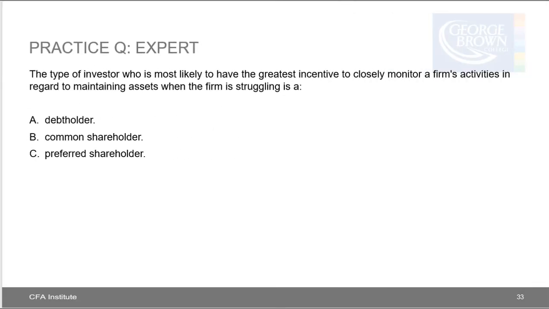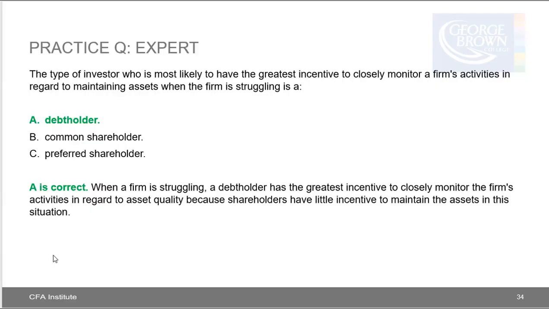Okay, here's a practice question from the learning ecosystem classified at the expert level, and it's a tricky one. It's one of these where it's not exactly in the text, but it's the type of question when they get to the expert level, you're expected to sort of apply your knowledge, so you have to think about it a little bit. Anyhow, here's the question. The type of investor who is most likely to have the greatest incentive to closely monitor a firm's activities in regard to maintaining assets when the firm is struggling is A, debt holder, B, common shareholder, or C, preferred shareholder.